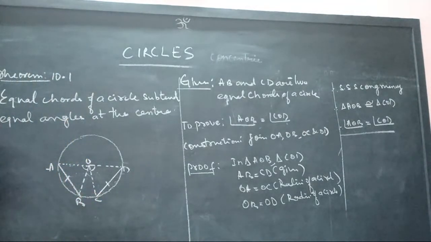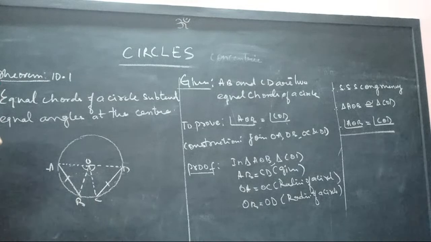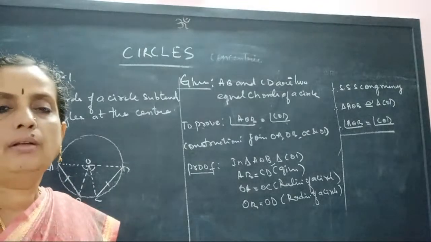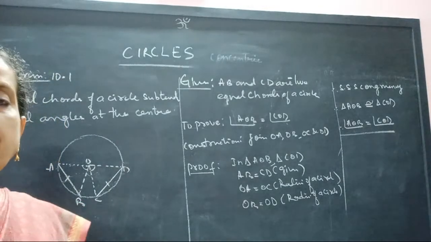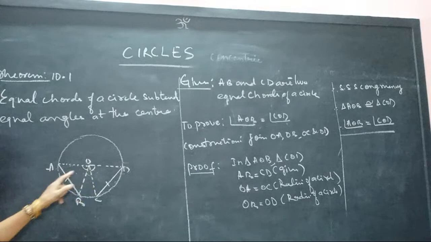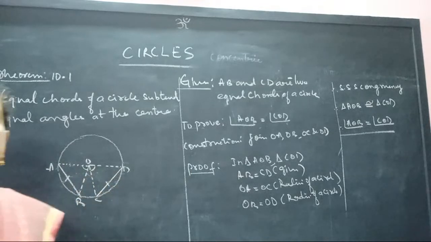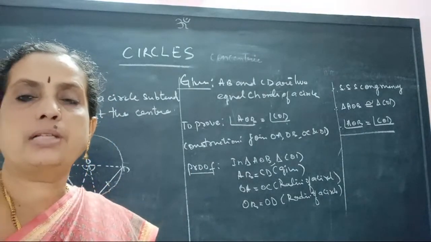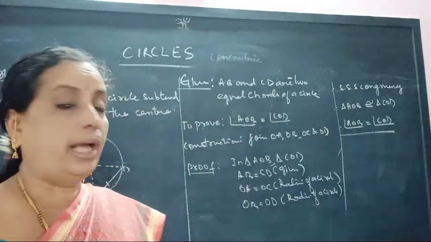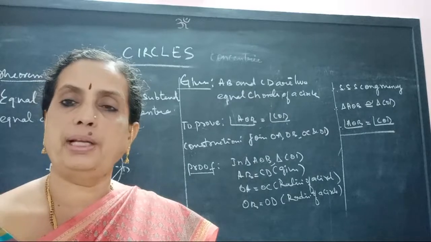In the question it is given, if AB and CD are two equal chords, you have to prove angle AOB equals angle COD. To that I join from the center the end points of the chord. Then considering two triangles, these two are equal because it is given. These two are equal, they are the radii of the circle. When three sides of one triangle are equal to three sides of the other triangle, then the triangles are congruent. When they are congruent, the remaining parts will automatically be equal.